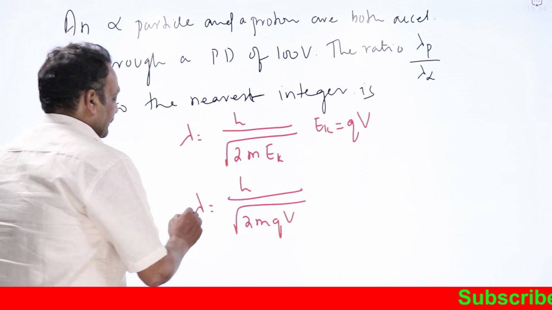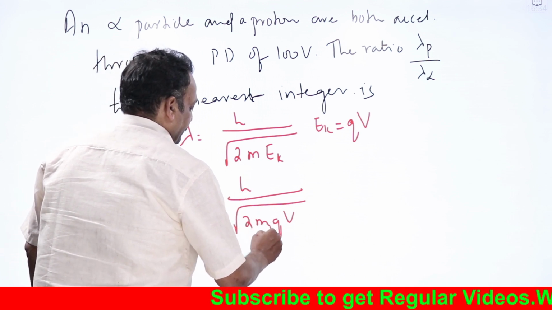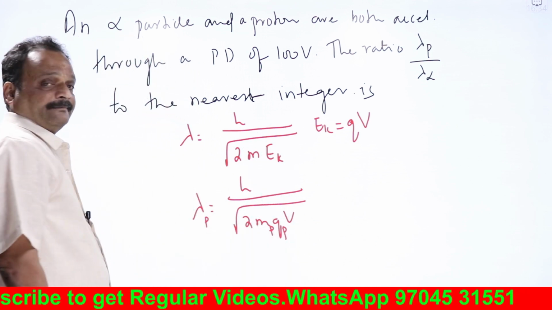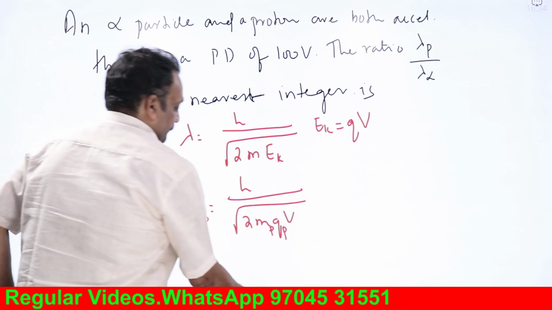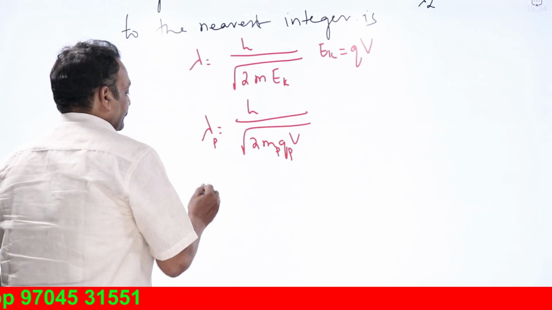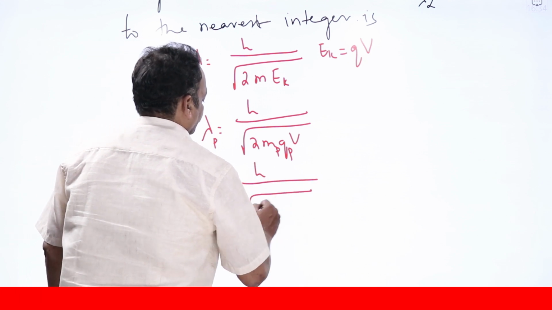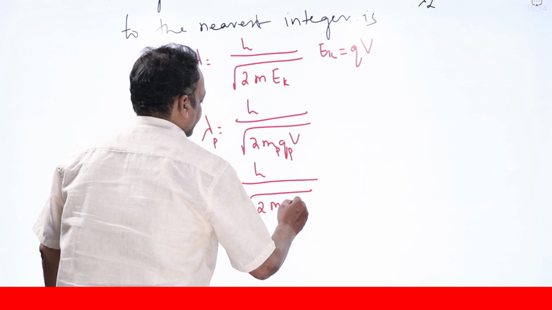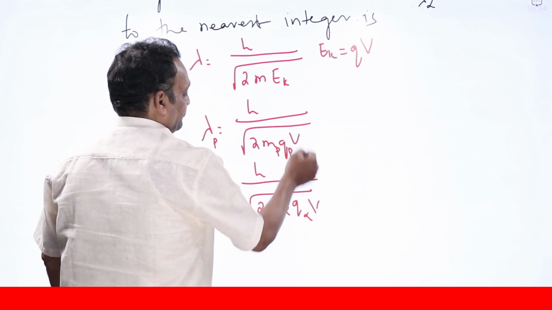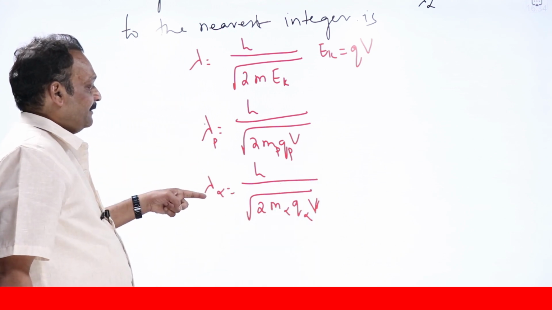For the proton I'll write lambda p equals h by under root 2 into mass of the proton into charge of the proton into the accelerating potential difference. Whereas for the alpha particle, I'll write lambda alpha equals h by under root 2 m alpha q alpha into V. They are accelerated through the same potential difference, which means V is the same in both cases.